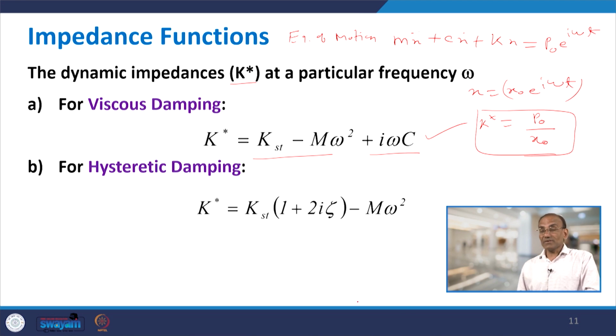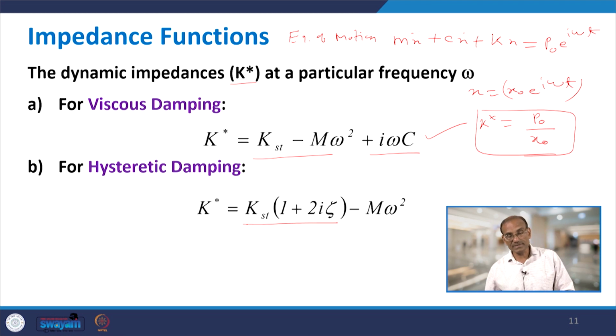This was the case when the form of damping considered in the system is viscous. Instead of viscous damping, if I consider hysteretic damping, in that case my equation will have minus this inertial force, and then you have the spring constant including the effect of damping. So, the effect of damping is clubbed with the static stiffness. Now, both equations are there, in one case we have viscous damping and in the other hysteretic damping.